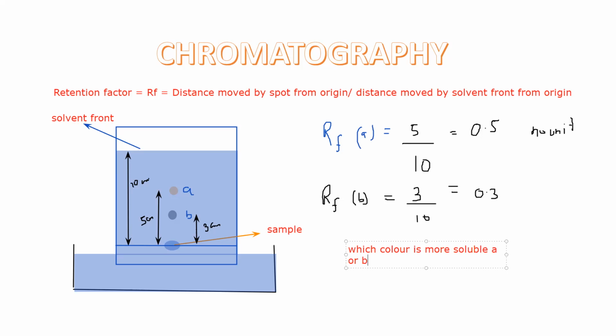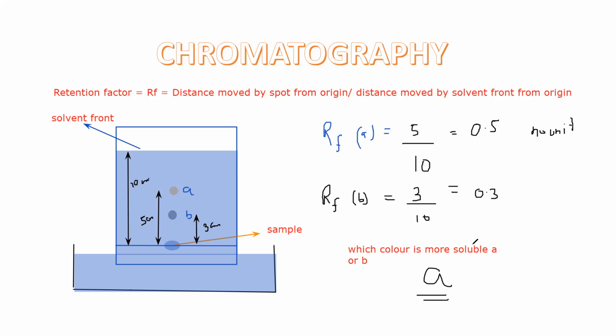Normally, if a question asks which is more soluble, A or B, how can we work it out? A moves to a greater distance from the origin as compared to B. So the one which rises more, or the one which has a higher RF value, is more soluble. So in this example, the correct answer is A. A is more soluble than B, as A rises to a greater height from the origin as compared to B.